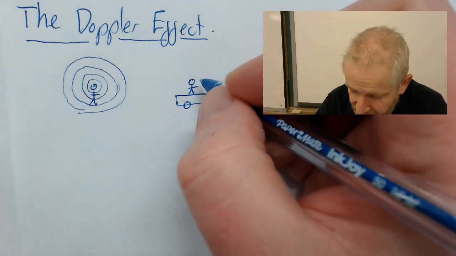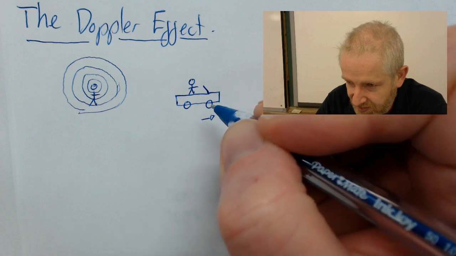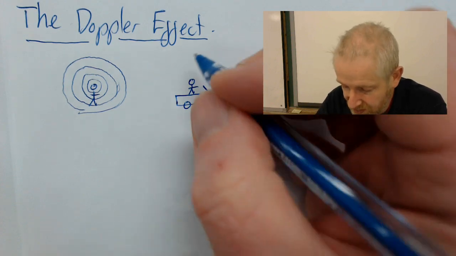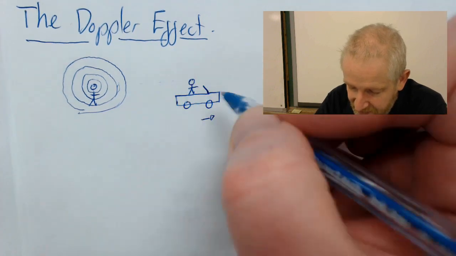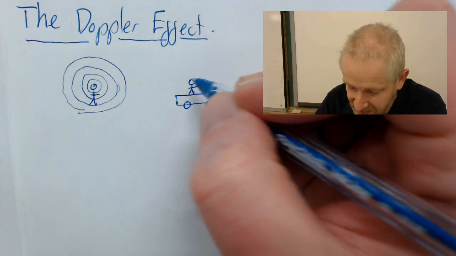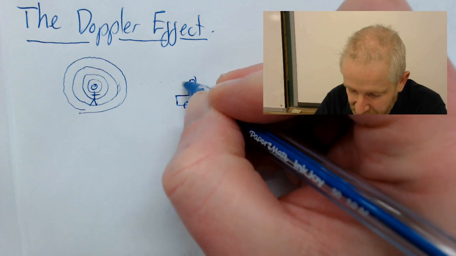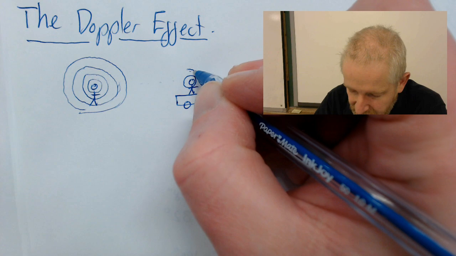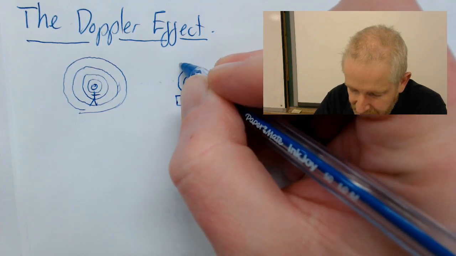Well, what you find happening, of course, is you've got the sound moving in this direction as they're emitting it, but the car is also moving in this direction. So the sound behind gets farther away faster, but the sound in front doesn't get as far away as it would normally, so it actually gets bunched up like that. There we go.